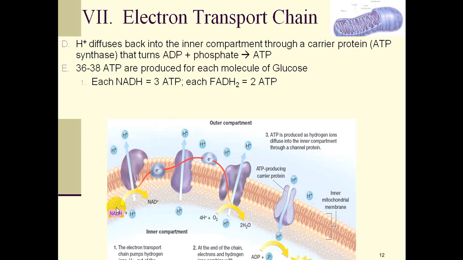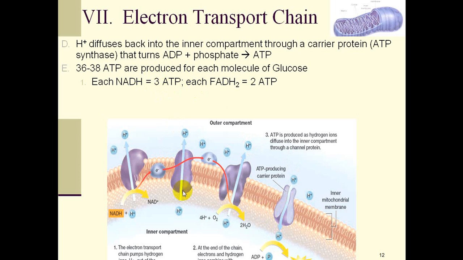See this NADH right here? Notice that the electron goes through 1, 2, 3 carrier proteins. And at every one, you pump out 1, 2, 3 hydrogen ions. And that hydrogen ion is eventually going to come back through ATP synthase. And for every hydrogen ion or proton that comes through, you're making 1 ATP. So NADH enters right here, and you get 1, 2, 3 hydrogen ions, therefore 3 ATP.